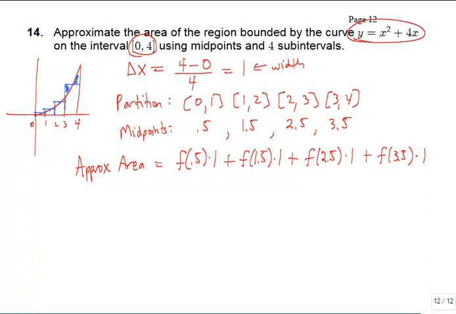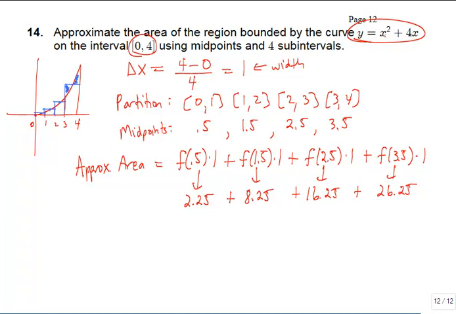And then you use this function, so you'd have to plug in 0.5 squared plus 4 times 0.5 to get this value, and that's 2.25. And then you would plug in 1.5 for x, which would be 8.25. And then you'd plug in 2.5, which is 16.25, and then you'd plug in 3.5, which is 26.25.